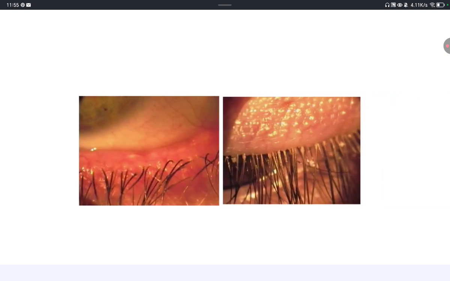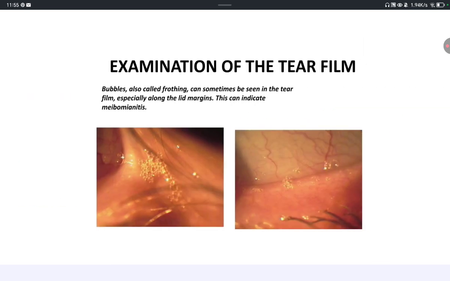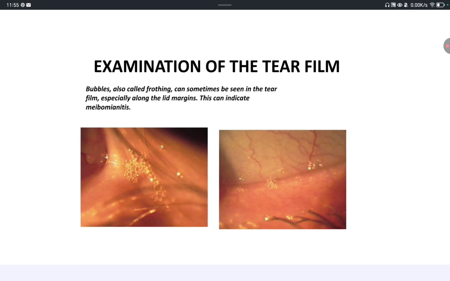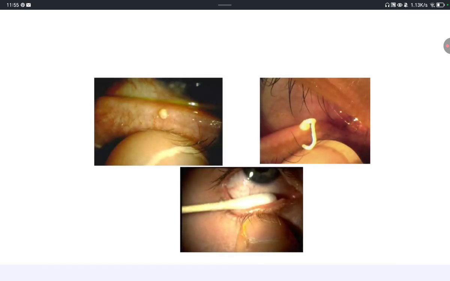You can see here an examination of the tear film. Bubbles, also called foaming, can sometimes be seen in the tear film, especially along the lid margin. This can indicate meibomian gland dysfunction.